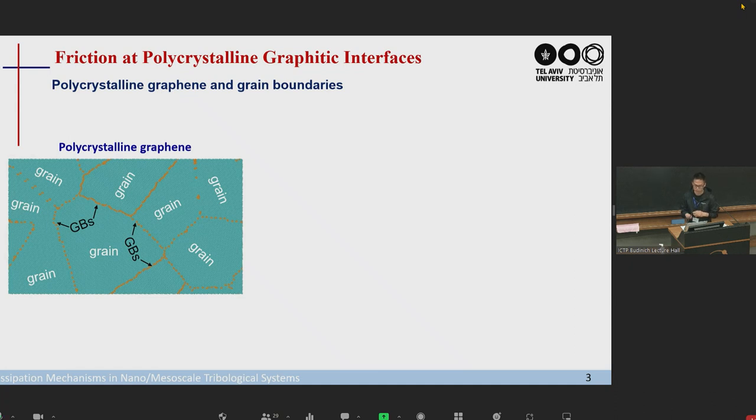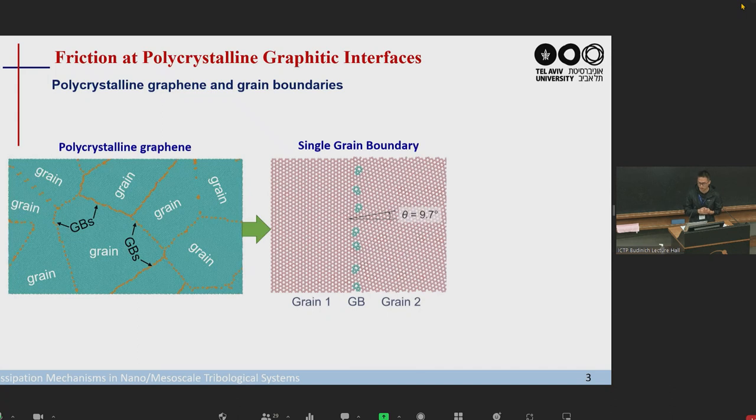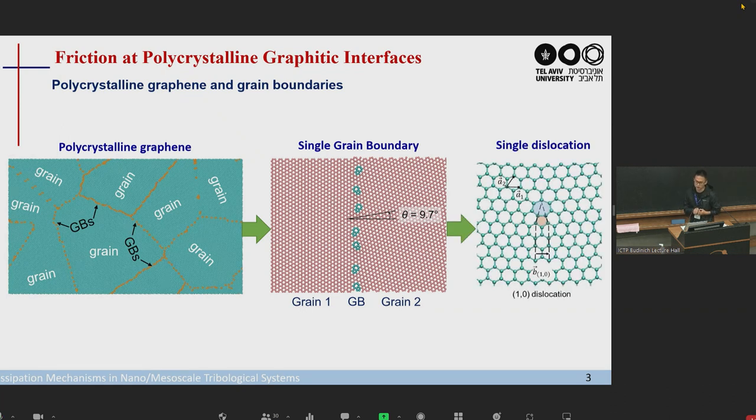To understand the frictional properties of grain boundaries, it's better to first understand their structure. Here I show you the structure of a single grain boundary. We can see it consists of a series of dislocations, shown by these cyan-colored spheres. If we zoom in further, we see the most common dislocation in polycrystalline graphene, the heptagon-pentagon pair dislocation.